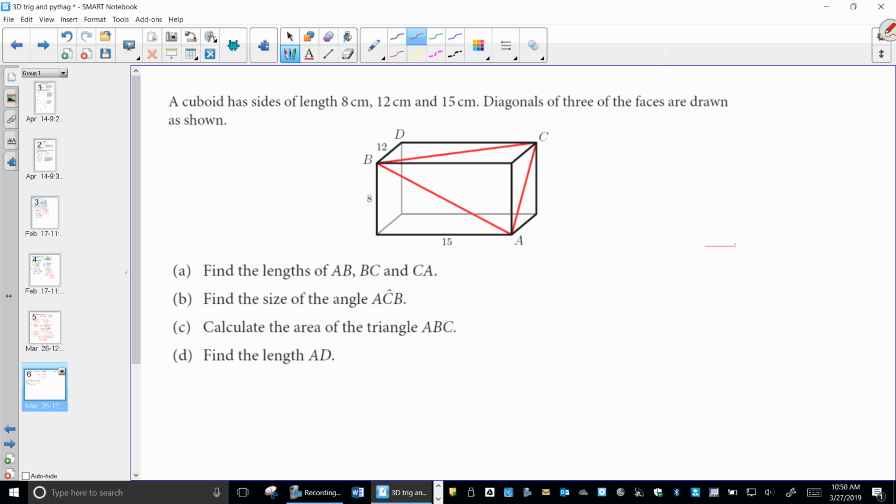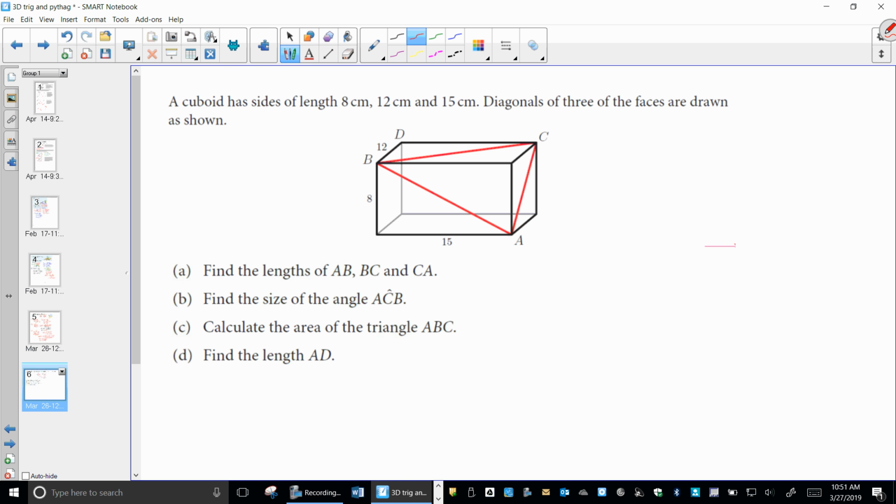Right, okay, so a cuboid has sides of 8, 12, 15. Diagonals of three faces are drawn as shown. So they're going through all the faces, and nothing's going through the diagram. Are you happy with that? Whilst this one looks like it's going through, it's not. It's just going through the face. So the diagonals of the three faces are drawn.